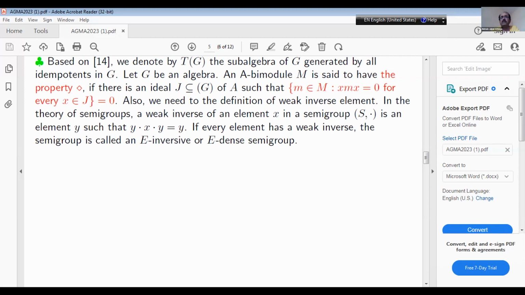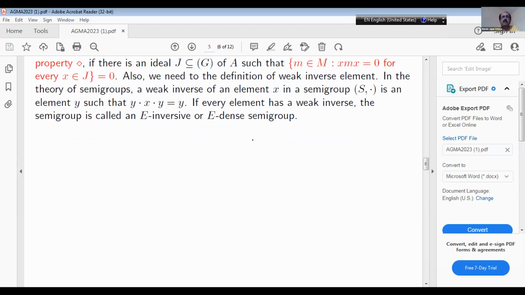Also, we need the definition of a weak inverse element in the theory of semigroups. A weak inverse element of an element X in a semigroup is an element Y such that X with Y have this relation, Y equals 0 equals Y. If every element has a weak inverse, then the semigroup is called an E-Dennis semigroup.